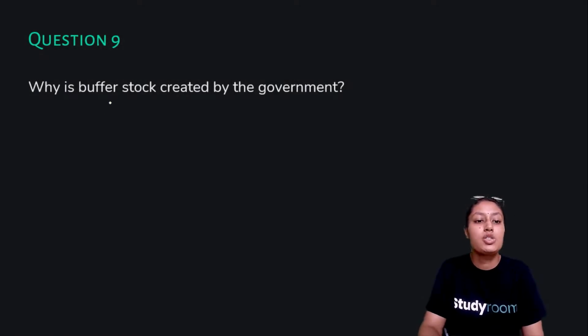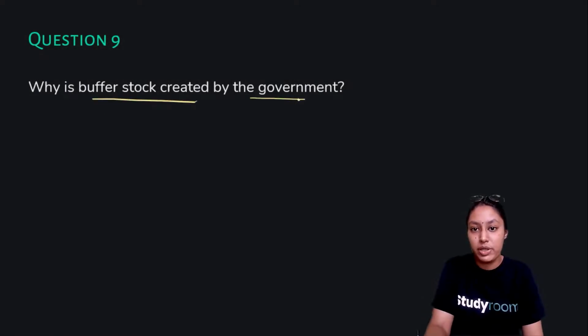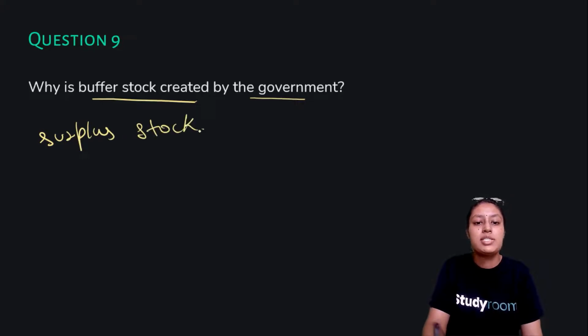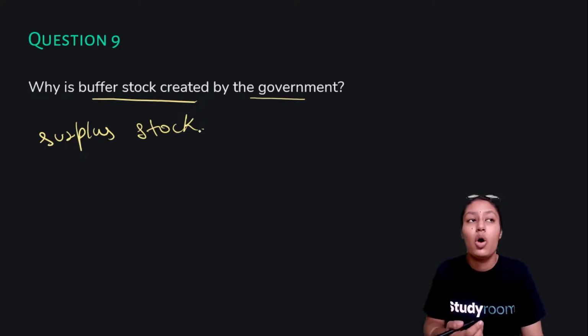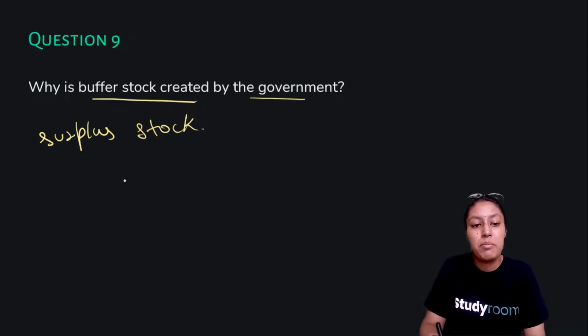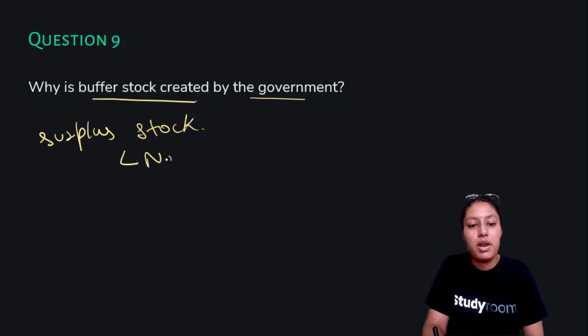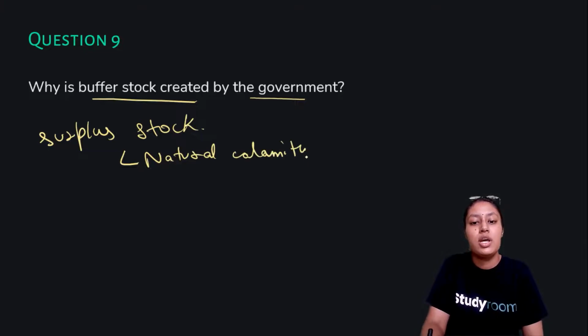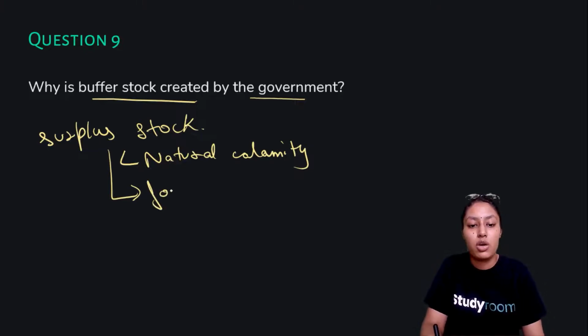Question number 9 is, why is buffer stock created by the government? What is the reason for buffer stock? Buffer stock basically means surplus stock. Surplus stock is created by the government for situations when there is a natural calamity, or a famine or drought. In these cases, buffer stock is used. And most importantly, apart from natural calamity usage, buffer stock has also been made for food security.